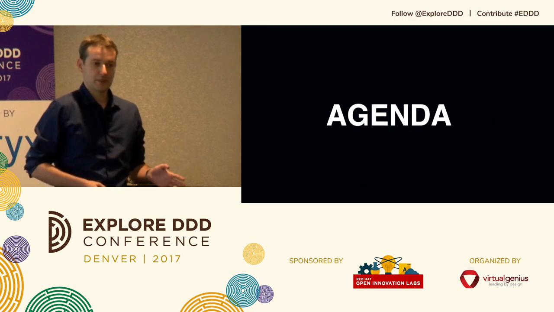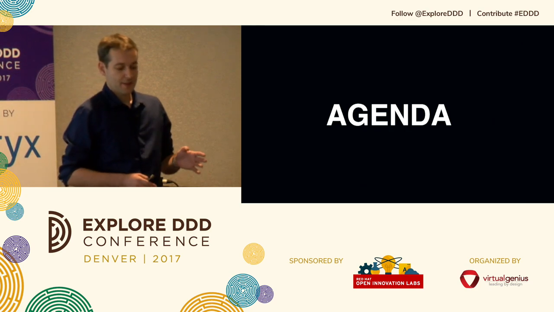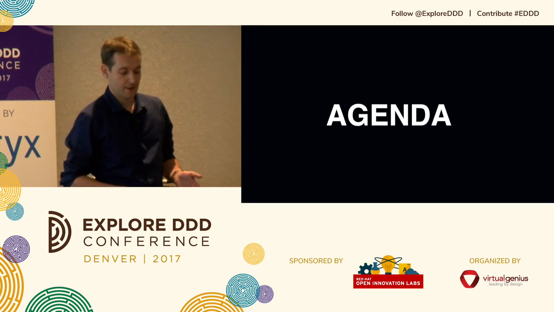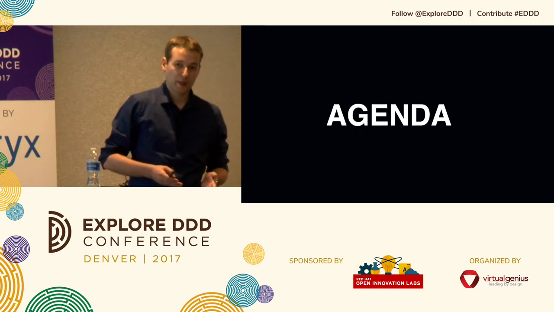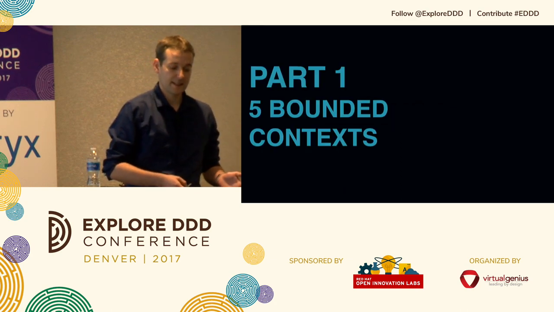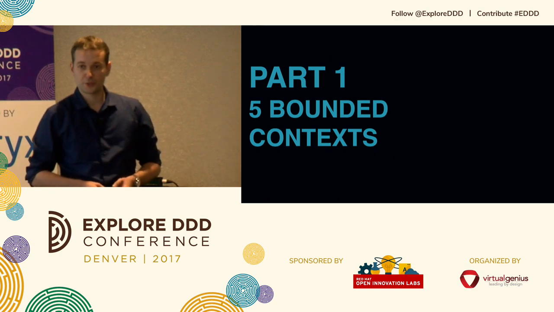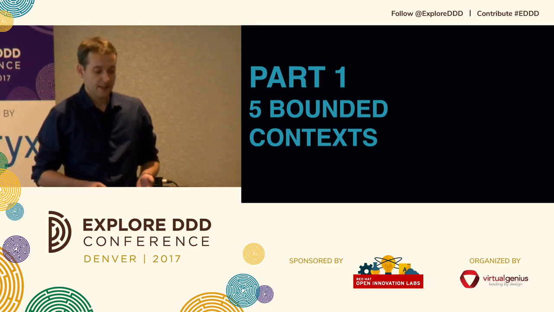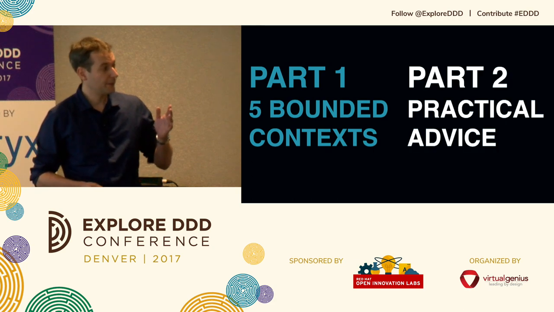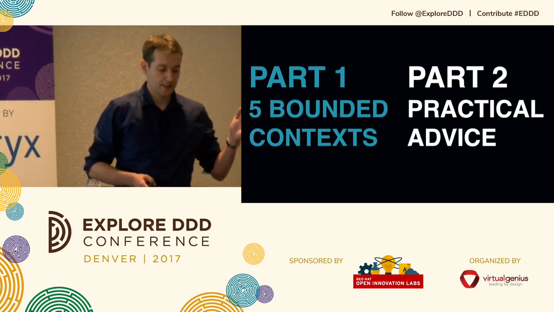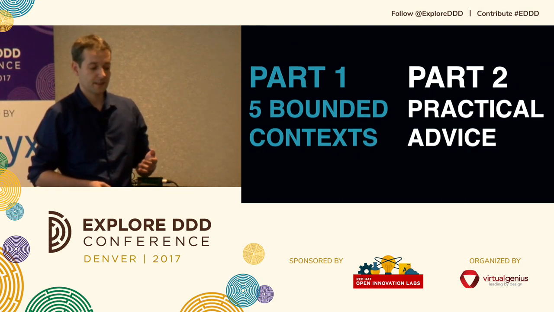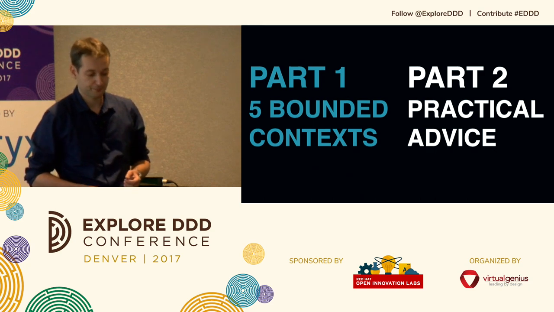In the first part of this presentation, I will walk you through the various systems from our business domain and how we have implemented them. And of course, I won't be able to cover everything, so I will concentrate on five bounded contexts that demonstrate the different approaches to DDD that we've tried and the results that we achieved. In the second part, I will use those five bounded contexts to share some practical advice on DDD, event sourcing, CQRS, and a bit about microservices.